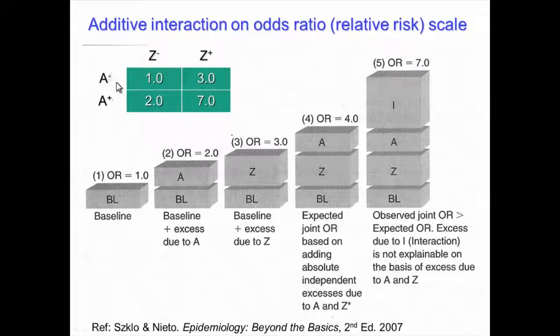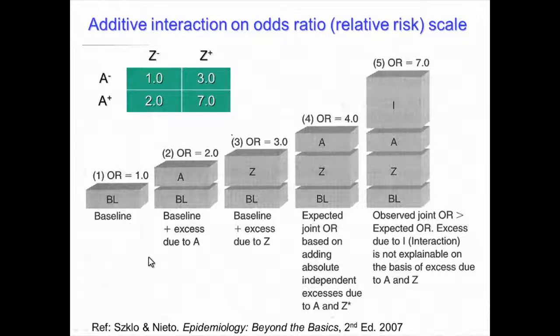So we have the odds ratio for the health outcome in the group which is not exposed to A and is not exposed to Z. So that's the baseline group. So the odds ratio is 1 by definition. And then of course over here in the other diagonal corner we have the odds ratio for the combined exposure to A and Z, which is 7. And here we have the exposure for Z alone, and here we have the exposure for A alone.